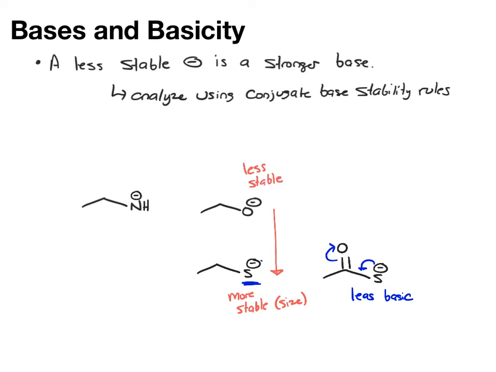So actually, let's just give these a ranking. 4, 3, 2, and then comparing the O minus and N minus, those are in the same row on the periodic table, so we use electronegativity to analyze. O minus is on an oxygen, which is more electronegative than the nitrogen, so the N minus is even less stable. So for basicity, that would be number 1. So it's really just the opposite analysis that you did for acidity.